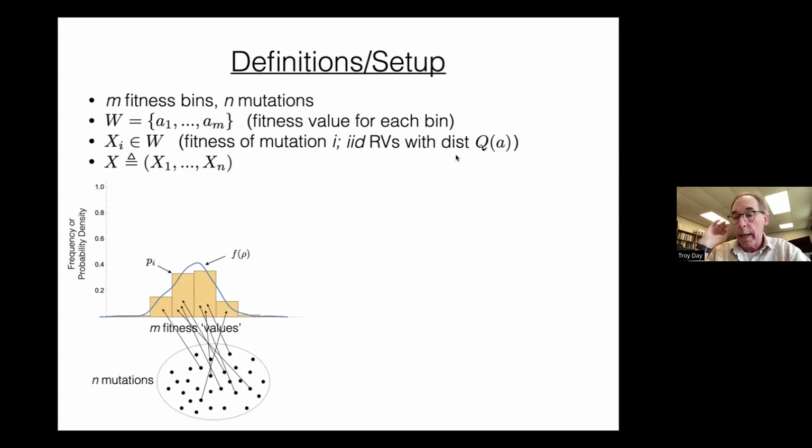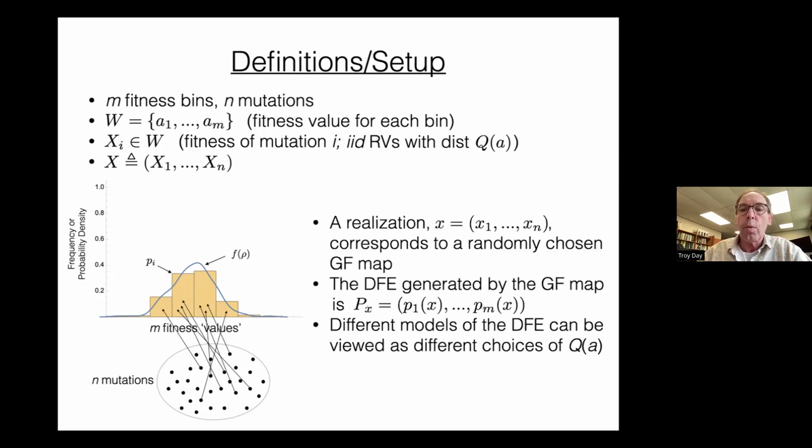Okay, and so when I specify that distribution, that's specifying a kind of model for how I'm imagining this distribution of fitness effects arises. And I'm going to define just capital X here to be the vector of all of these random variables for each of the different possible mutations of interest. And so one way to think of this is a realization of this random vector X corresponds to a randomly chosen genotype-fitness map. As soon as I have a realization of that vector, that tells me where every single one of those N mutations gets mapped to on the horizontal axis here. And so that gives me a map. And that map will produce a distribution of fitness effects. And I'm going to denote that by P sub X here.